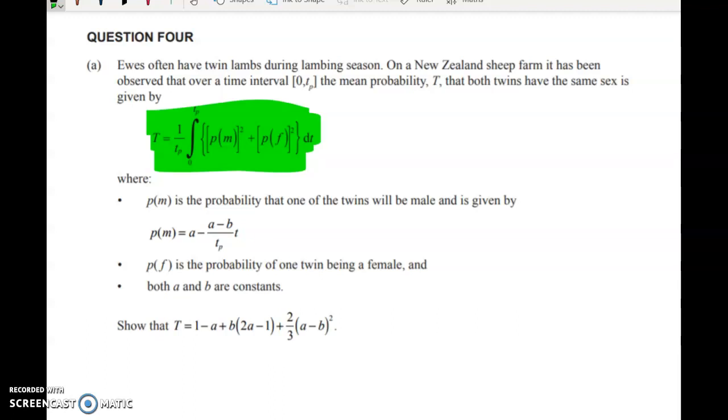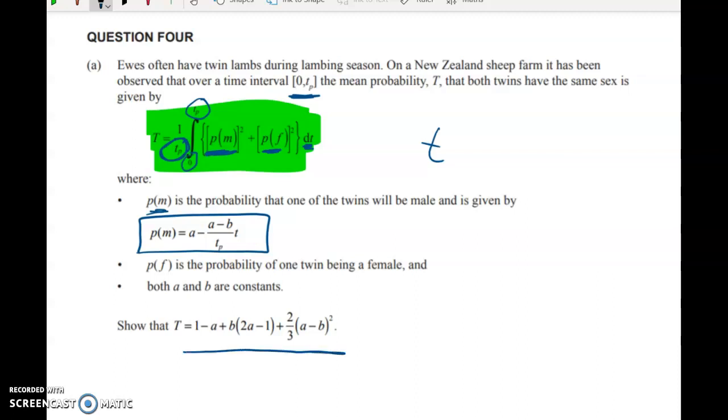We've got some different things in here. We need to understand what the variable is. The variable here is t, time, and we've got some constants. TP is the end of our time interval, and that's a constant. We're going to be integrating with respect not to that, but with respect to just t. Then we've got two probabilities sitting in here, PM and PF. PM is the probability that one of the twins will be male, and that probability is given by this. PF is the probability that one of the twins is going to be a female, and A and B are both constants. Where we have to get to is that the integral is equal to this.